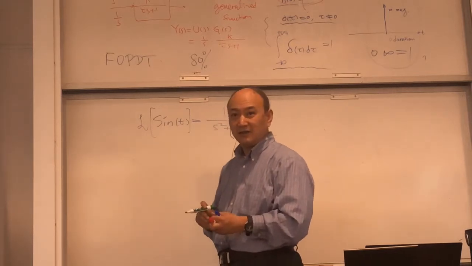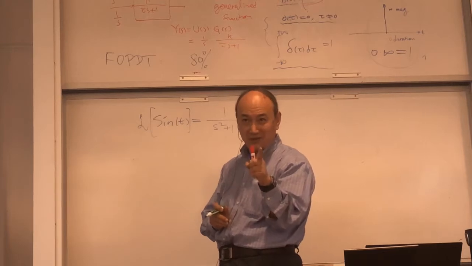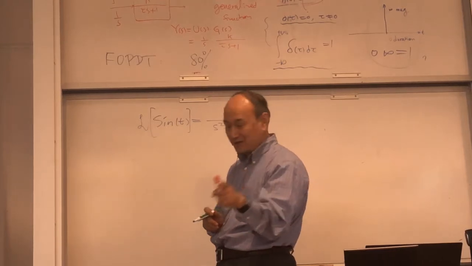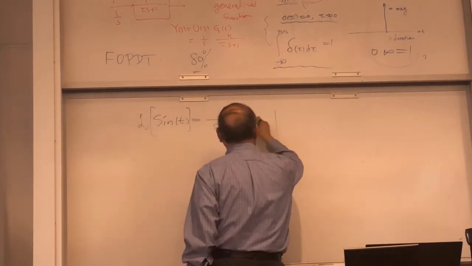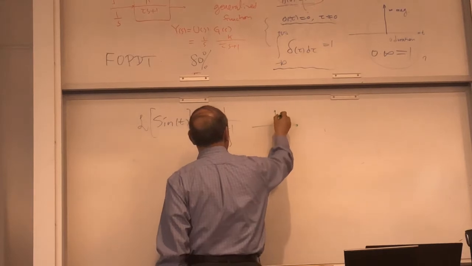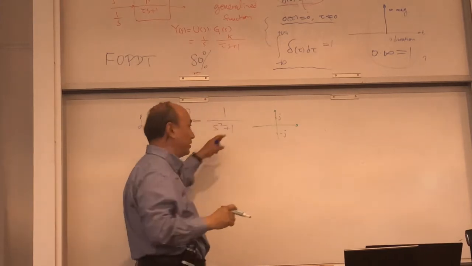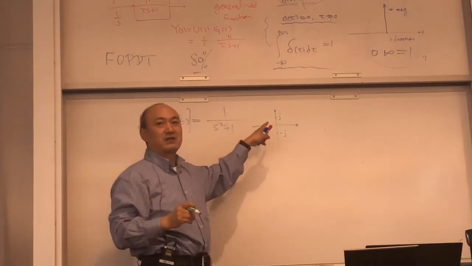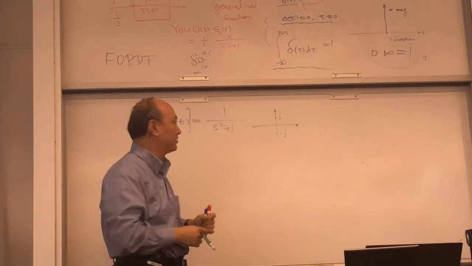Now, wake up and look at this carefully. What are the poles here? You have j and minus j, right? So this is a pair of complex conjugates on the imaginary axis.